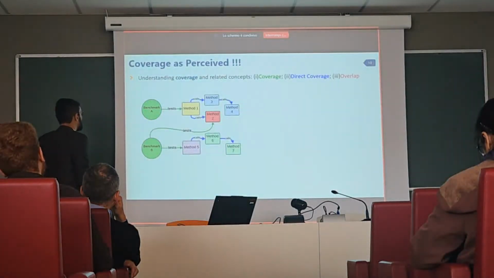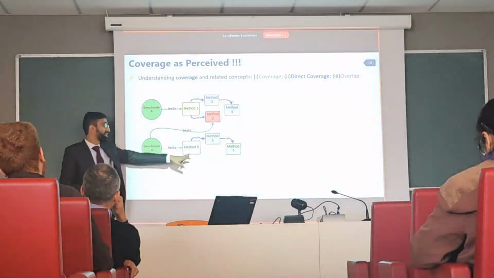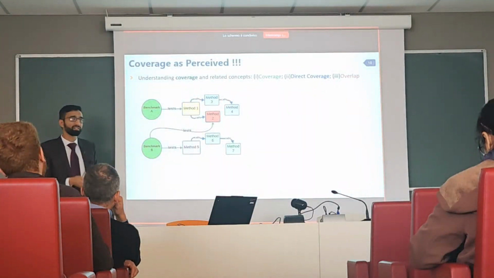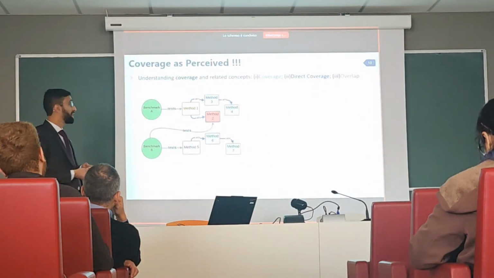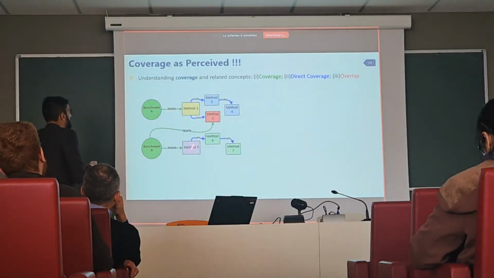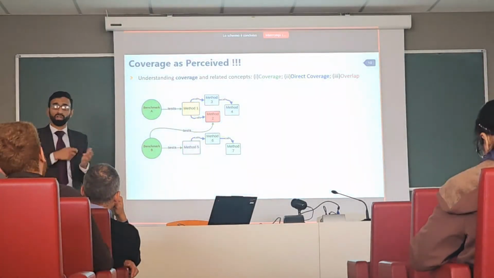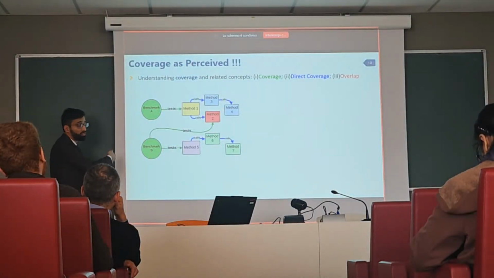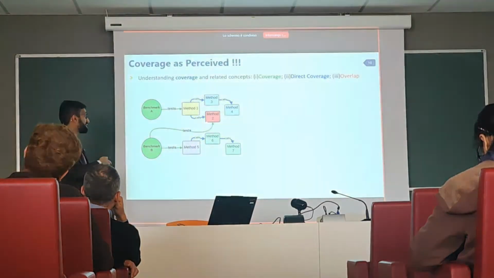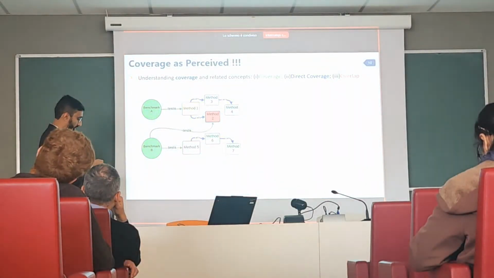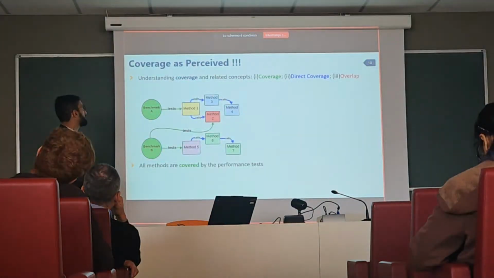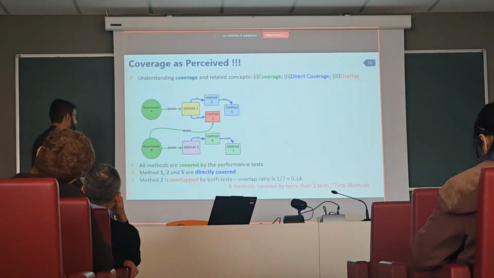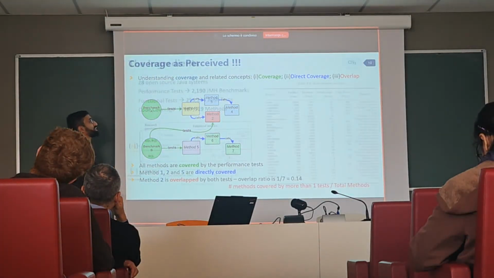Let's say there is another test doing the same thing, directly testing method 5, but also testing methods 6 and 7 because of indirect calls. There is another aspect related to method 2: we say that method 2 is covered by both benchmark A and B, so this is the overlap. So we deal with these 3 different metrics, which we use in the study.